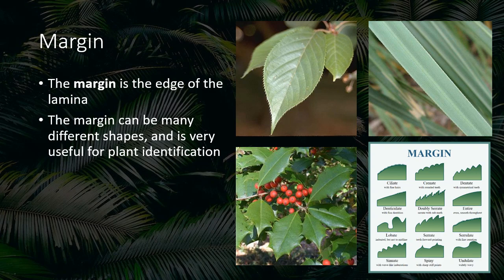Anyone who's ever grown a lot of ornamental grasses will know that some ornamental grasses have a margin which can be very, very sharp if you rub the margin of the leaf the wrong way, and you can actually cut yourself open.